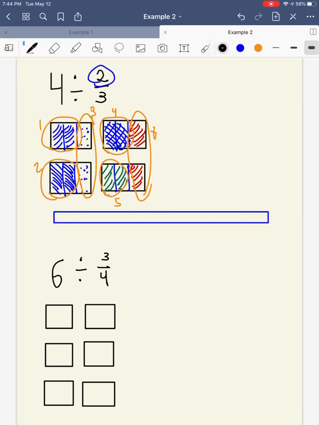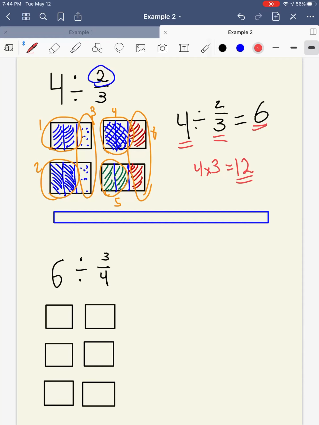So 4 divided by 2/3, I'll try to write it a little neater so I'm not trying to squeeze it in here. 4 divided by 2/3 equals 6. So our pattern before of multiplying the whole number times the denominator didn't quite work, did it? Because 4 times 3 is 12, and clearly 6 and 12 are not equal. So something else is happening.